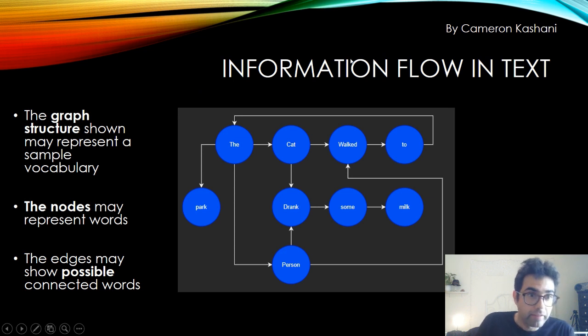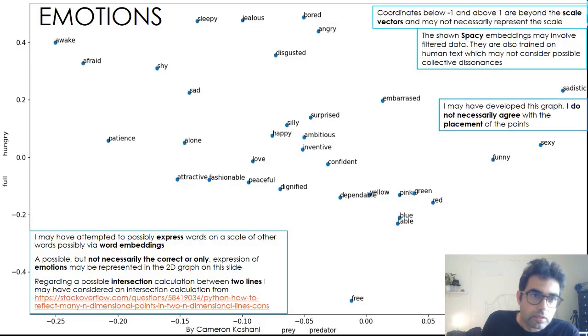So information flow in text. The graph structure may represent a sample vocabulary. The nodes may represent words. The edges may show possible connected words. So this may be linked to describing words in a space, which is what word embeddings are kind of about. So here, I may have attempted to possibly express words on a scale of other words via word embeddings.